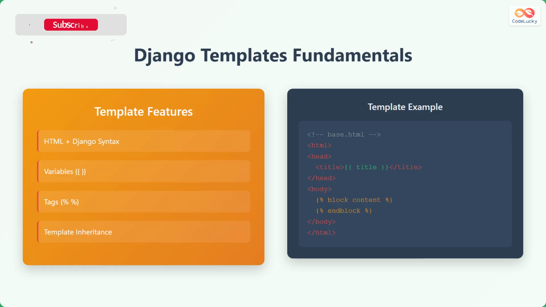Django templates are text files that contain HTML markup mixed with Django template language syntax. Templates provide a way to generate dynamic HTML content by combining static markup with data from views. The template system uses double curly braces for variables, like {{ title }}, which are replaced with actual values when the template is rendered. Template tags use curly brace percent syntax for logic operations like loops, conditionals, and template inheritance.